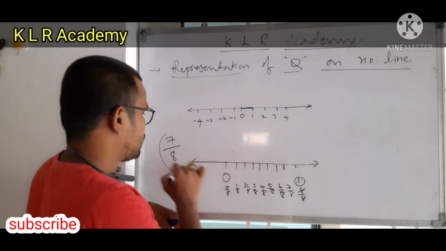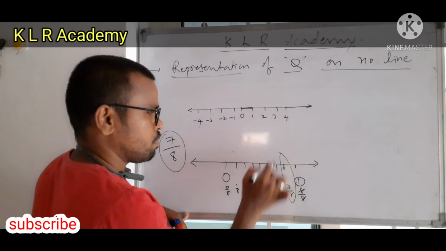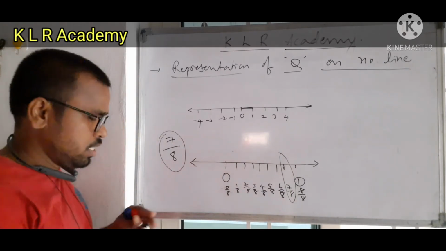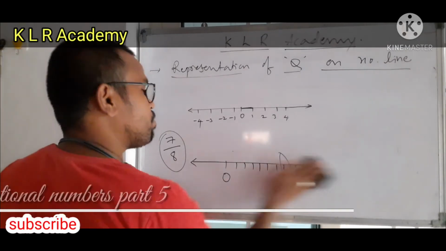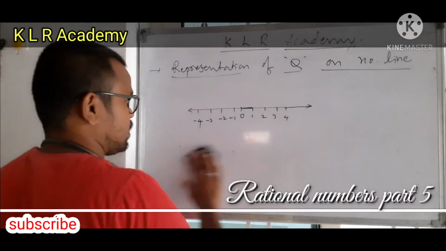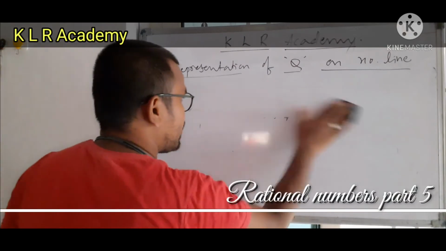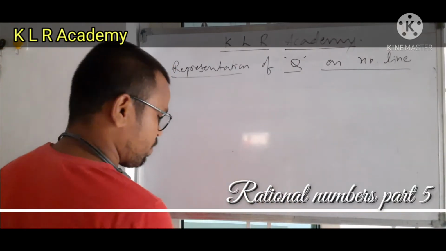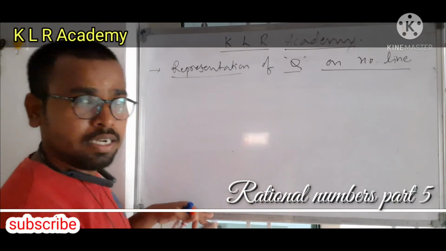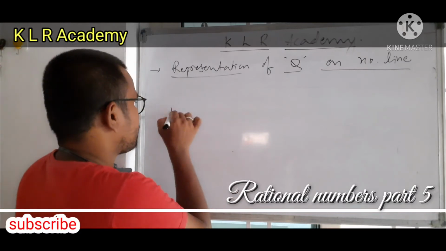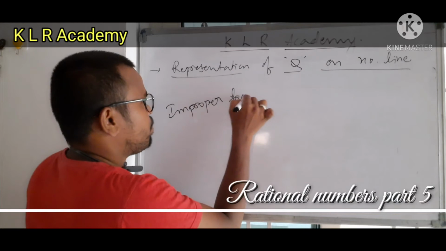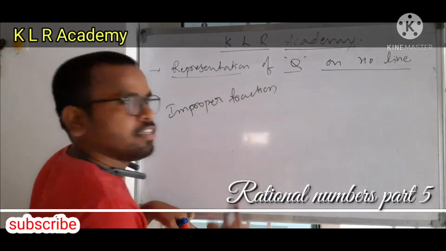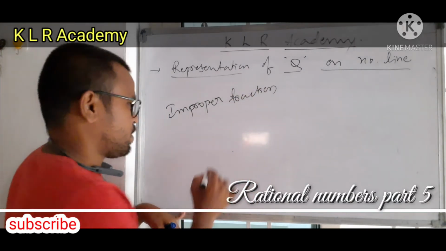So our number is what? 7 by 8. Where is 7 by 8? This is the way of representing a rational number on the number line. So that is for a proper fraction. If the fraction is an improper fraction, then how do we represent it?